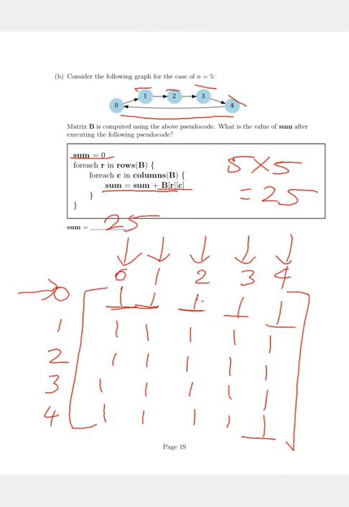So you can just count the elements that are there in this matrix, and you can find out that there are 25 ones. So sum gets incremented by 1 each time it goes through the column in each row, and the final answer will be 25.